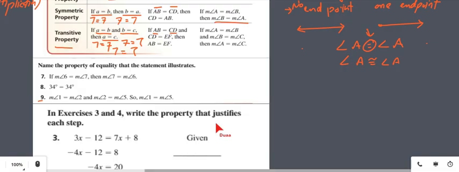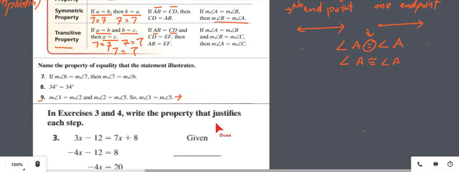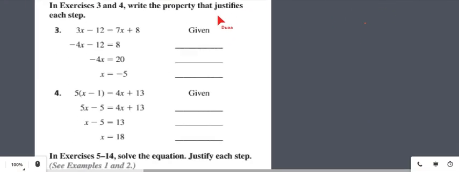Measure angle 1 equals measure angle 2, and measure angle 2 equals measure angle 5. So measure angle 1 equals measure angle 5. Which property is this one? Transitive property of angle measures. Okay, good. This is the transitive property of angle measures. Excellent. Very good.